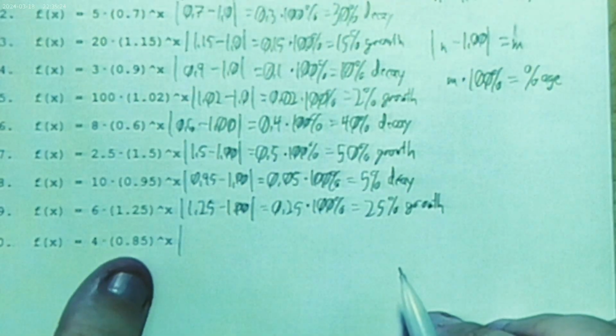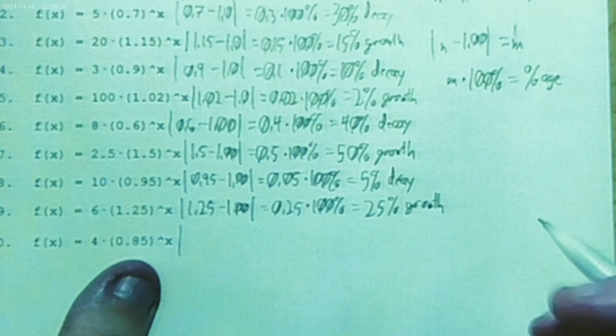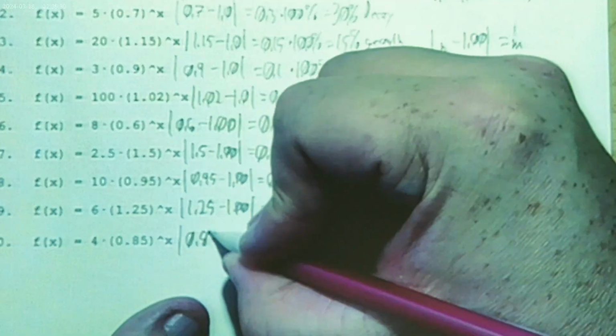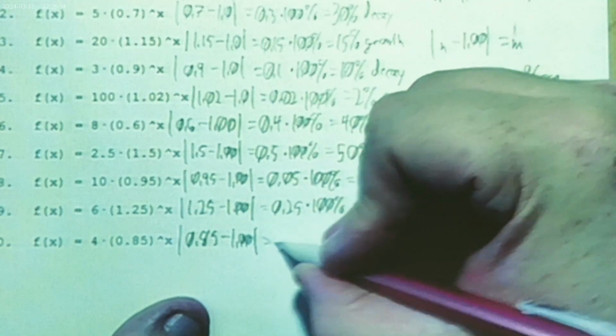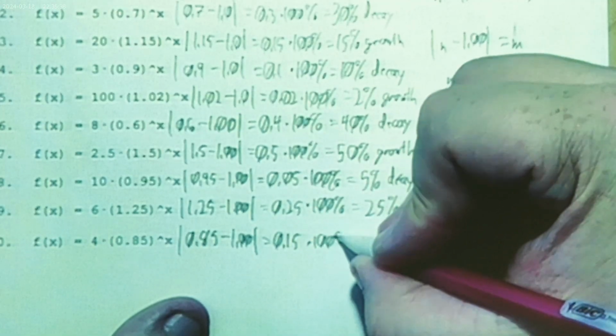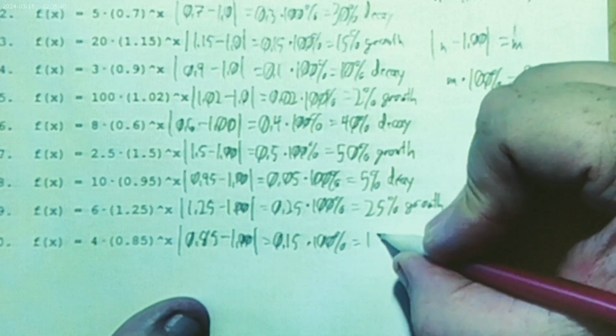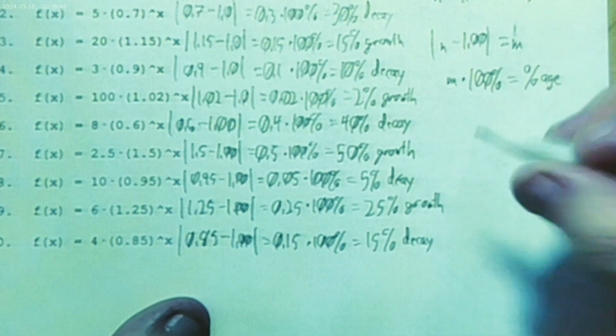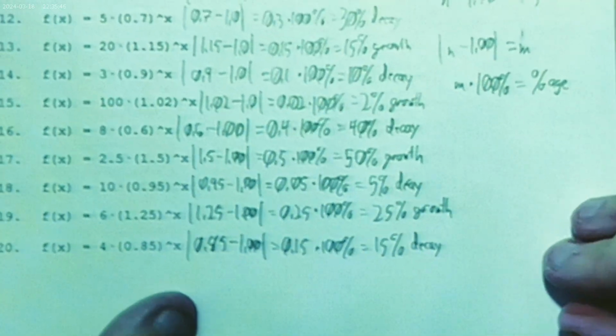So that moves us to 0.85. So I'm looking at 0.85. I know that it's less than 1, so that means I'm going to be dealing with a decay. However, how much of a decay? That's 1.00 minus 0.85 equals 0.15 times 100% equals 15% decay. There we go, without any effort.